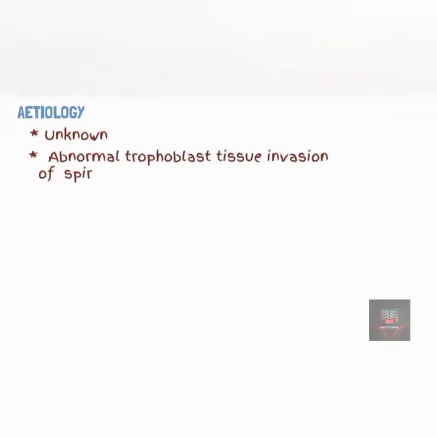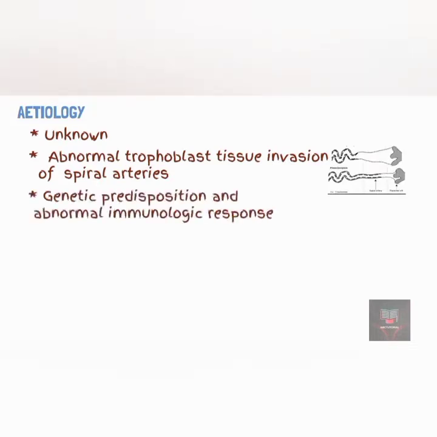The etiology of preeclampsia is generally unknown, that is, it is said to be idiopathic. However, abnormal invasion of the spiral arteries of the uterus by trophoblastic tissues has been postulated to be the cause of preeclampsia. Also, genetic predisposition and abnormal immunological response of the mother may be the cause of preeclampsia. Abnormal lipid metabolism has also been postulated to be the cause of preeclampsia.